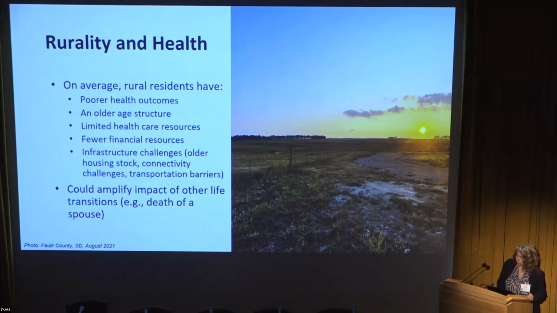On average, rural residents have poorer health outcomes and are older than residents of non-rural areas. They also possess limited healthcare resources and fewer financial resources, in addition to experiencing a variety of infrastructure challenges, including older housing stock, connectivity challenges, and transportation barriers. All of these factors could serve to amplify the impact of stressful life events such as widowhood on health and mortality.